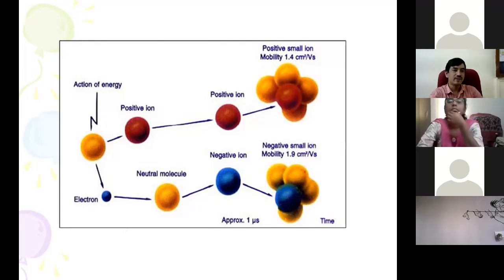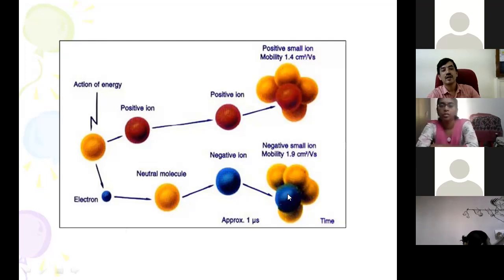Through this process, it will create a positive ion and an electron, and this electron, if it attaches to a neutral molecule, becomes a negative ion. It will surround itself with so many neutral molecules, and it will become a small negative ion. Similarly, we will get a small positive ion. All these things will take place within about a microsecond.